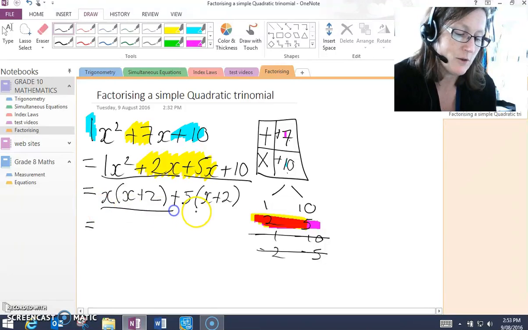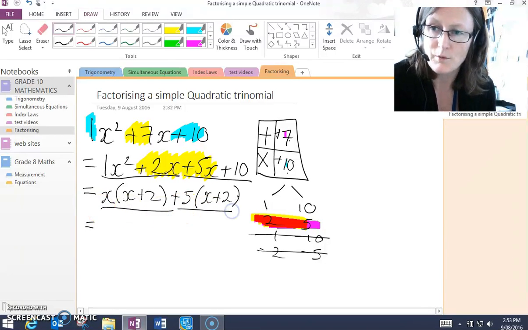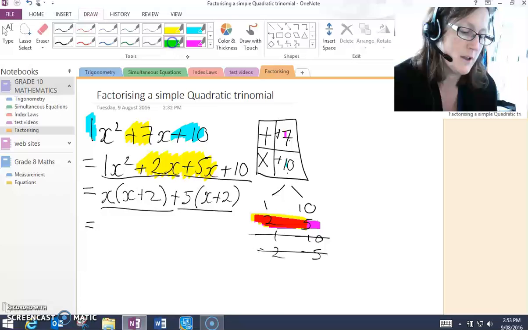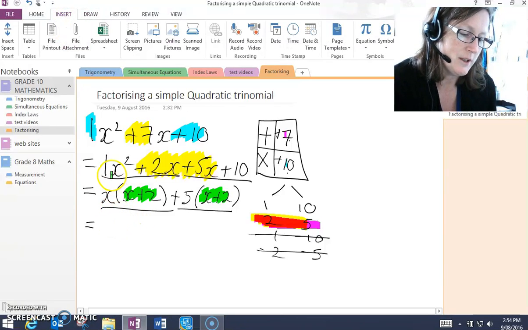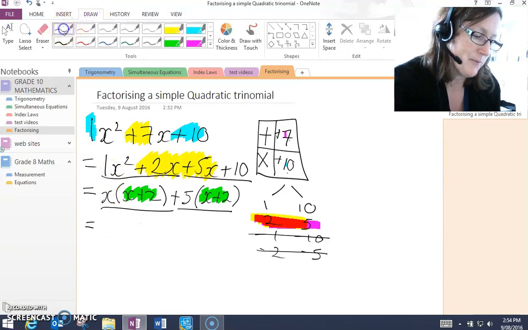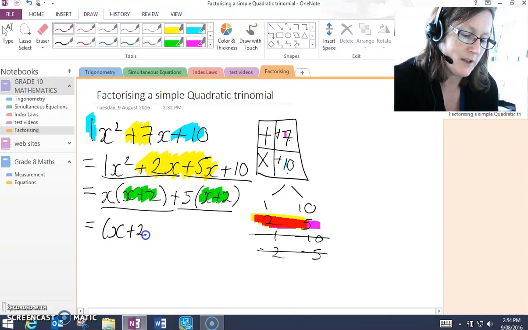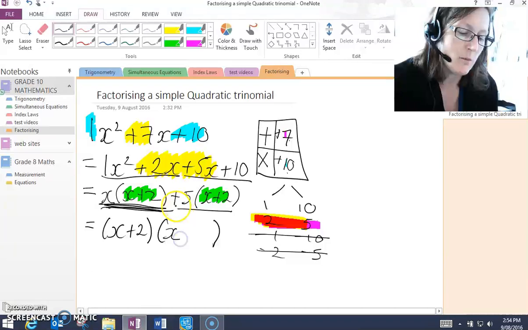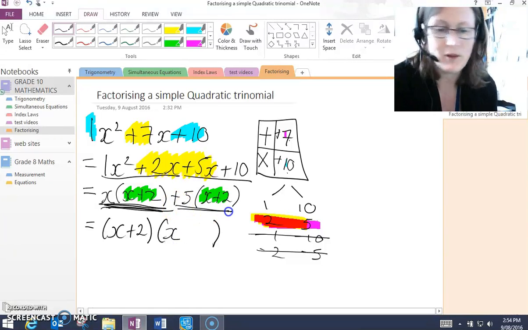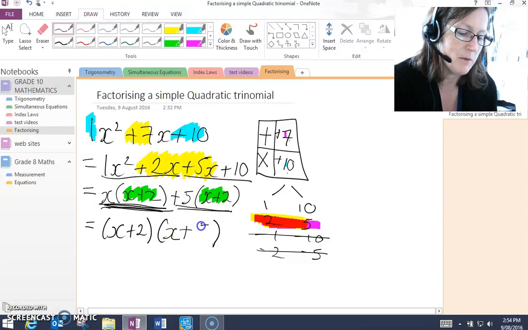Now I have two terms, and there is a common factor to those two terms. Both of the terms have x plus 2. So what I do is I take x plus 2 out as my common factor, and then in my second brackets, if I've taken x plus 2 out as a common factor here, it leaves me with x, and when I take x plus 2 out as a common factor for the second term, it leaves me with plus 5. And that is my answer.